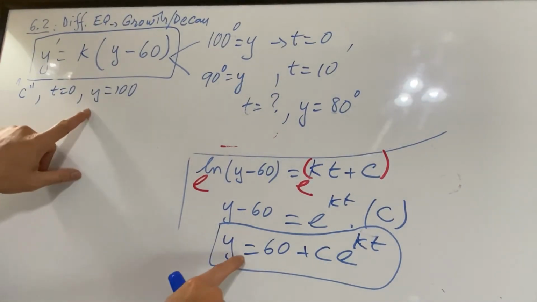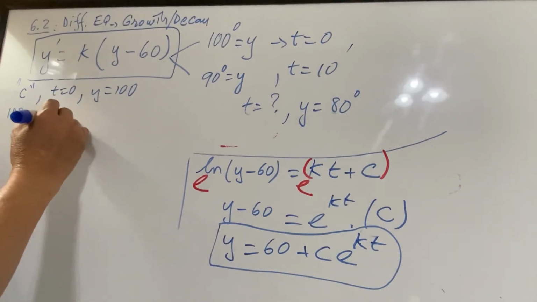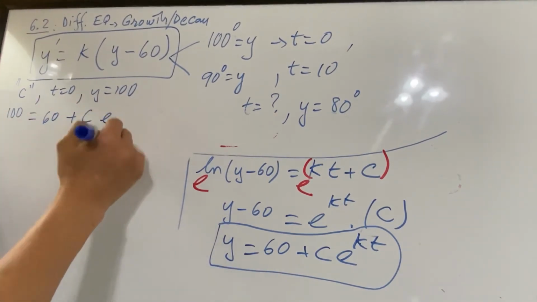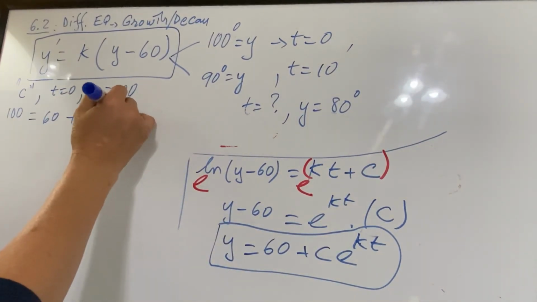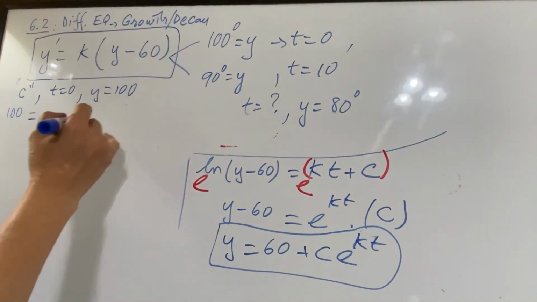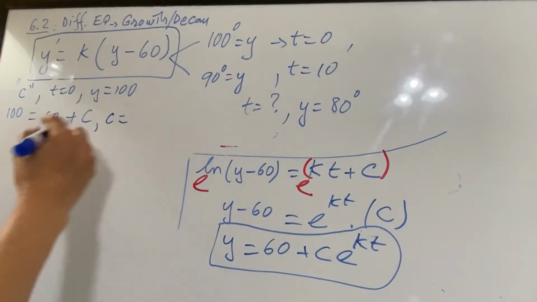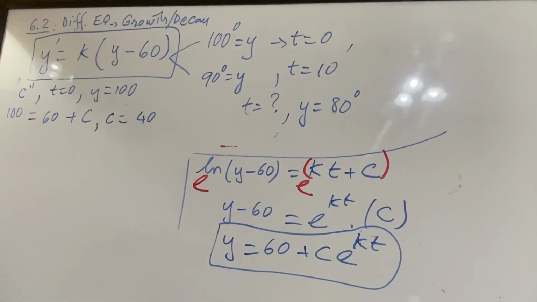Okay, y is 100 equals 60 plus C. When t is 0, wow, that's 1 right there. Sorry, it's 0 right there, and that will give me 1. Got it? And then that means C equals what? C equals 40. Okay, got it? Now you've got C is 40.